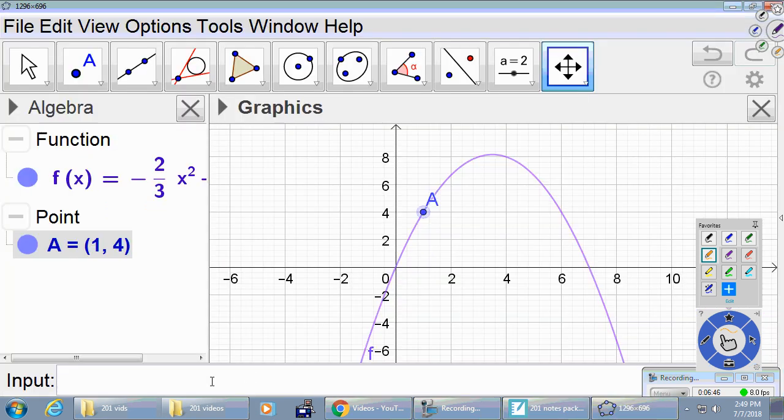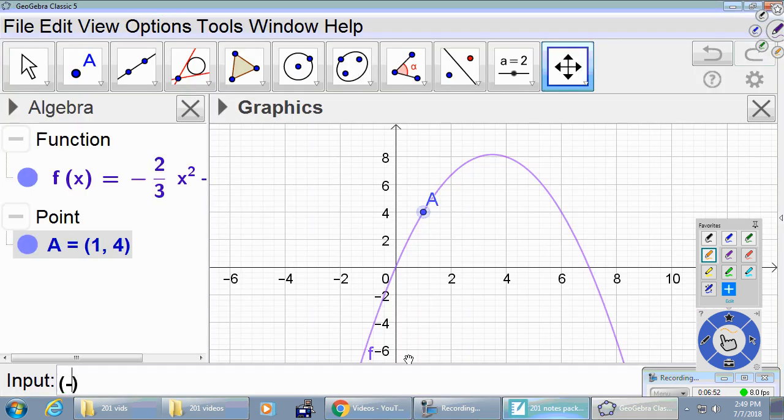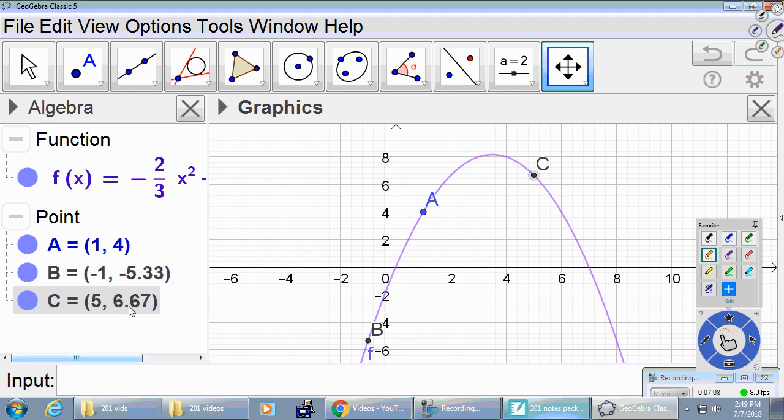So what we're going to do is put a point at x equals -1 and 5, right? So we're going to put a point at x equals -1. But I also need to tell GeoGebra the y coordinate, or I can just ask it to find the y coordinate by saying f of -1, that's the y coordinate. So there's the point right there. And then the other one was at 5, and then f of 5 is the y coordinate. So I'm going to hide A. I'm not interested in that one anymore. So it's just the tangent lines at these two points.